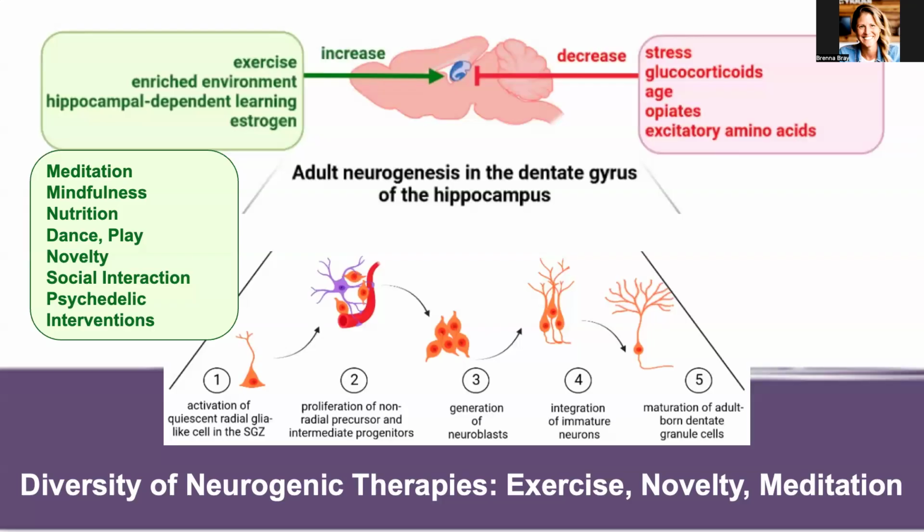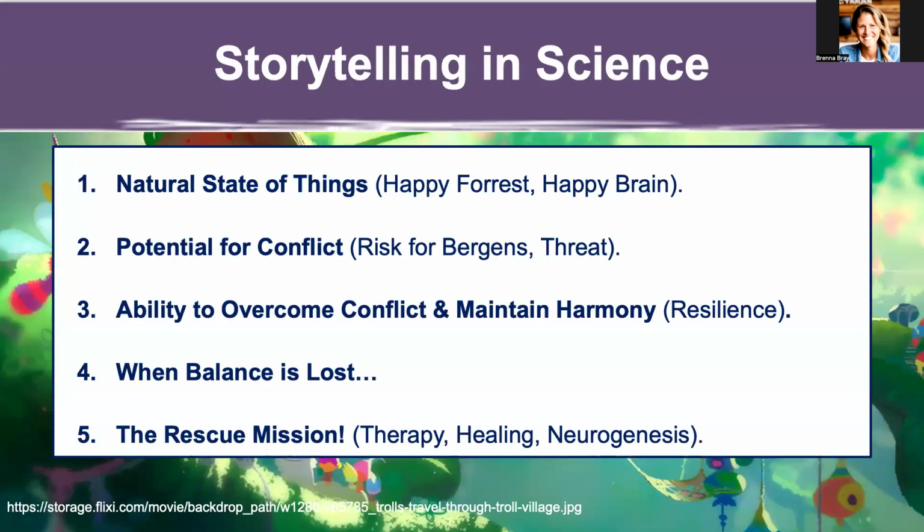Meditation, mindfulness, nutrition, dance, play, novelty, like anything new, social interaction, and then, of course, psychedelic interventions, these can all stimulate this process of neurogenesis, of new brain cells being born and growing in the brain. It's pretty cool. So there's really a diversity of neurogenic therapies.